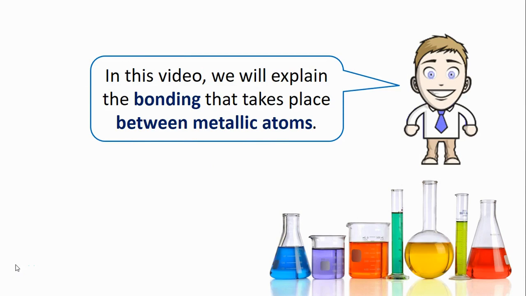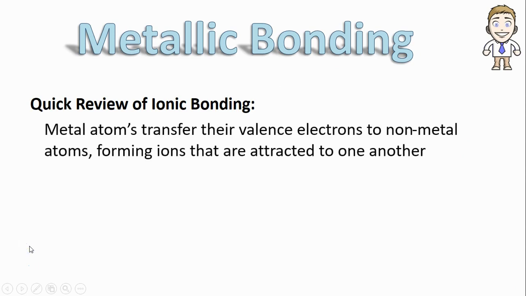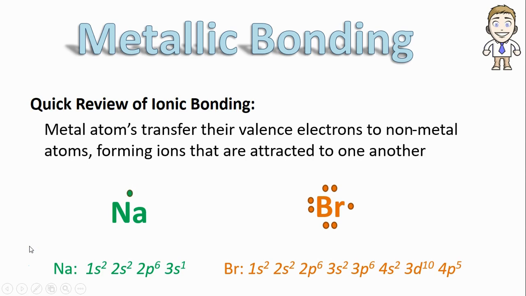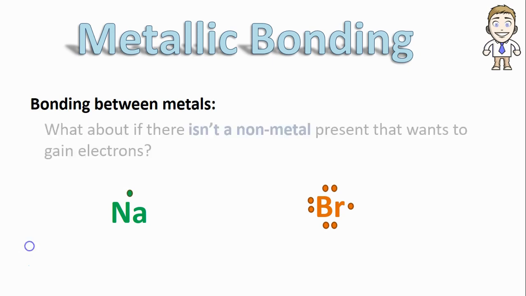In this video we're going to take a look at the bonding that takes place between metallic atoms. So first, remember that in ionic bonding you need a metal atom to transfer its valence electrons to a non-metal atom. Like between sodium and bromine, the valence electron moves from sodium to bromine. You form a +1 and a -1, and because of the opposite charges they're attracted to each other. That's the ionic bond.